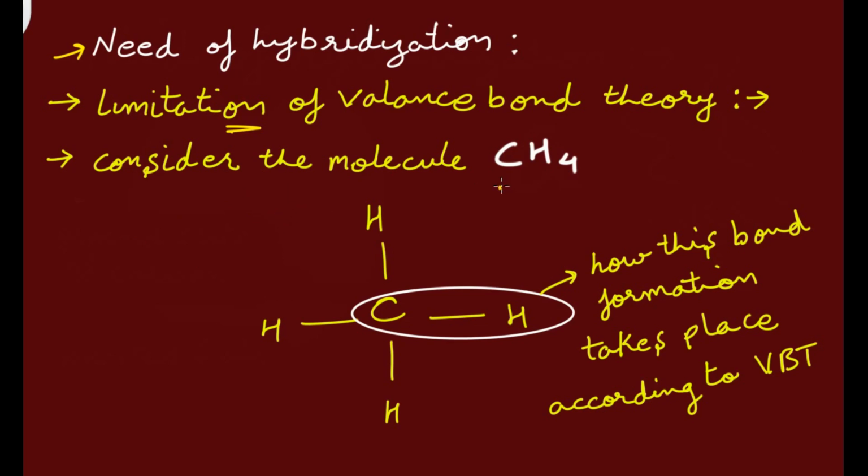Consider the molecule CH4. It is a methane molecule, and you know that it is known practically that all the bond lengths of carbon and hydrogen are of equal length. All these four bonds are of equal length. Now, how does this bond formation take place according to valence bond theory? Let's take a look.